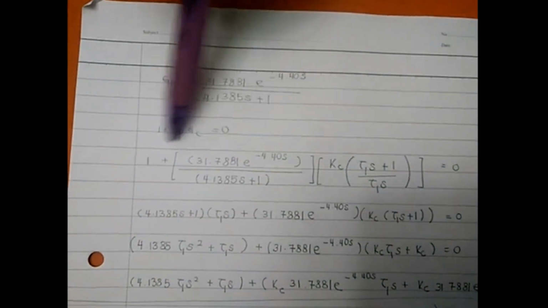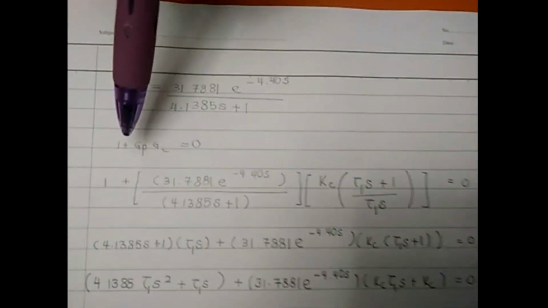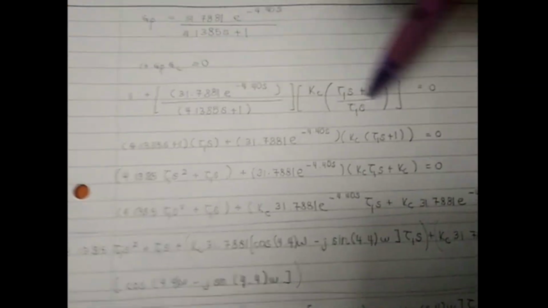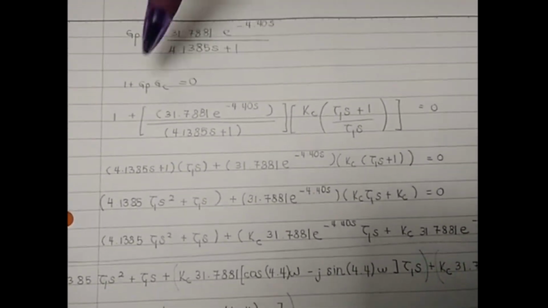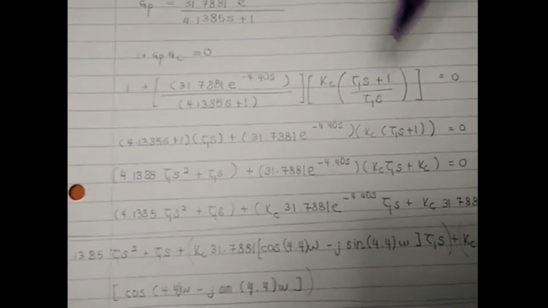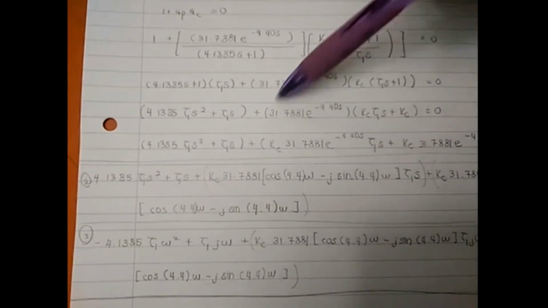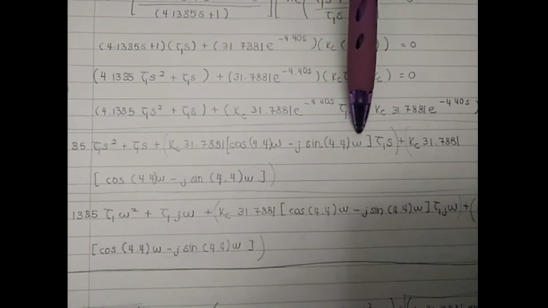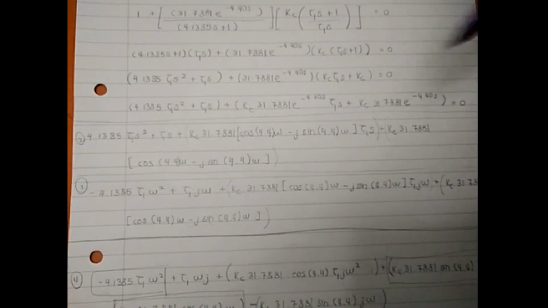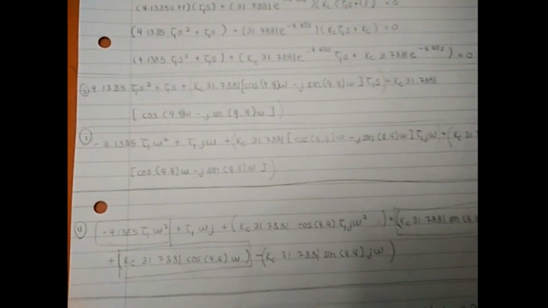Then we use the direct substitution method, and from this GP, we use the characteristic equation, and then we plug this GP into the characteristic equation. For this characteristic equation, for GP we use this GP, and for GC we use PI. This time delay, we substitute with the Euler method, cos 4.4 omega minus j sin 4.4 omega, and then we expand it until we get this equation, which is the final one.